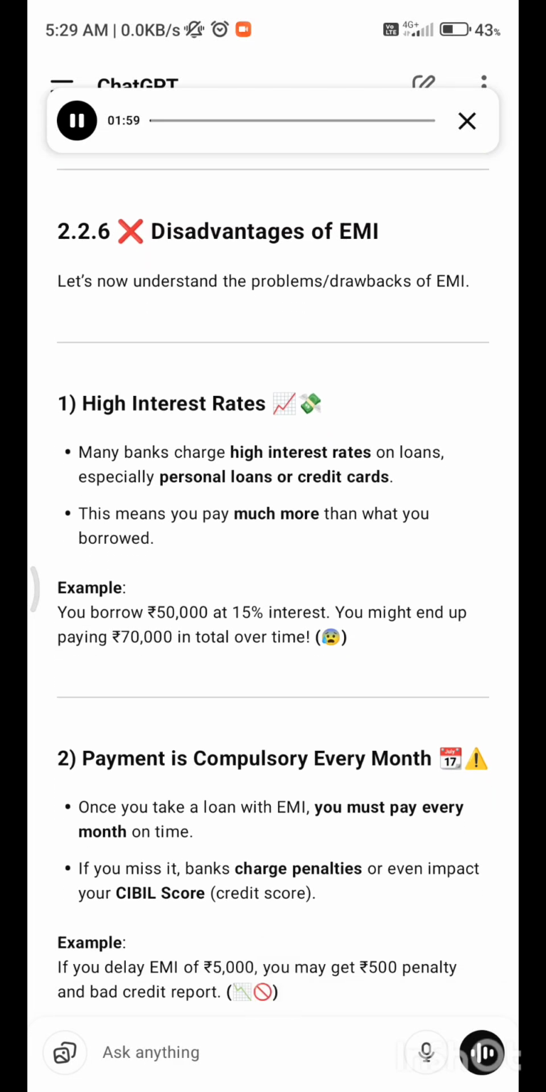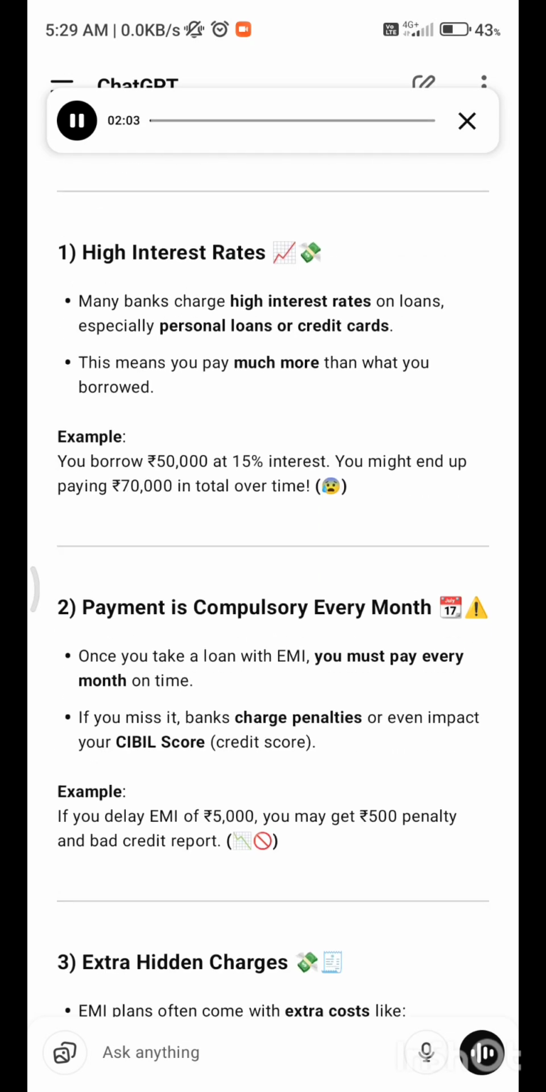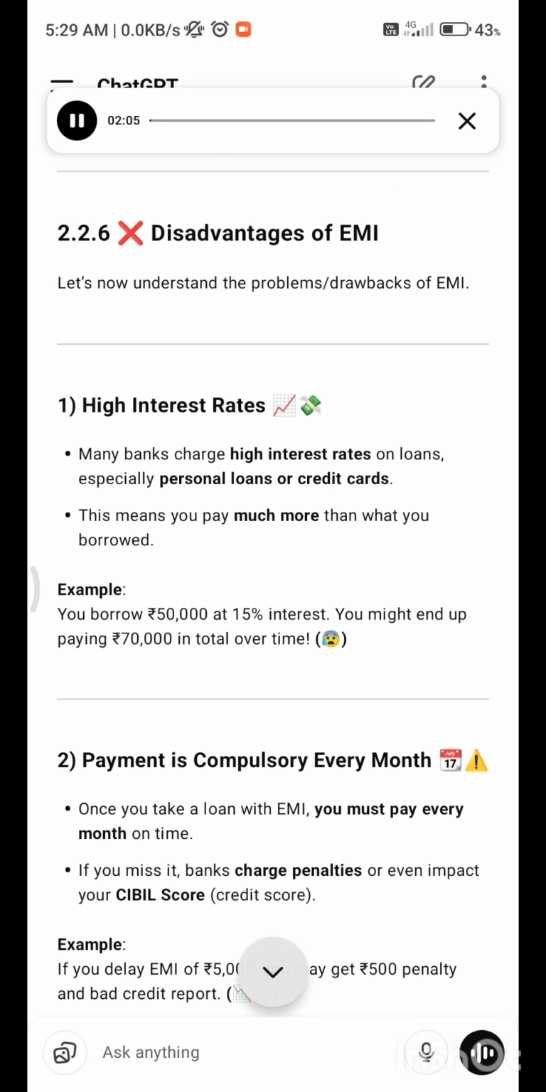Let's now understand the problems, the drawbacks of EMI. 1. High interest rates. Many banks charge high interest rates on loans, especially personal loans or credit cards. This means you pay much more than what you borrowed. Example: you borrow $50,000 at 15% interest. You might end up paying $70,000 in total over time.